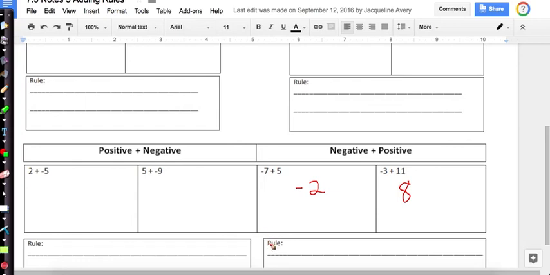So let's think about the rule once again. What are we really doing to these two numbers? Hopefully you said subtract. Okay, 7 minus 5 is 2. We have more negatives, so it's -2. Now this one, 11 minus 3 is 8. We have more positives this time, so the answer is positive. So let's draw an arrow over here because it's the same exact rule. So when the signs are different, in other words, when we're adding negatives and positives, we're going to subtract and keep the sign of the most.